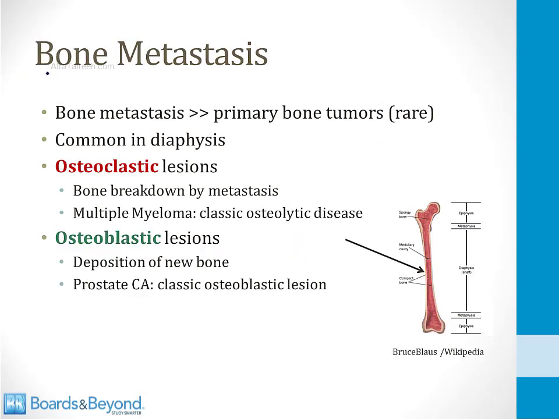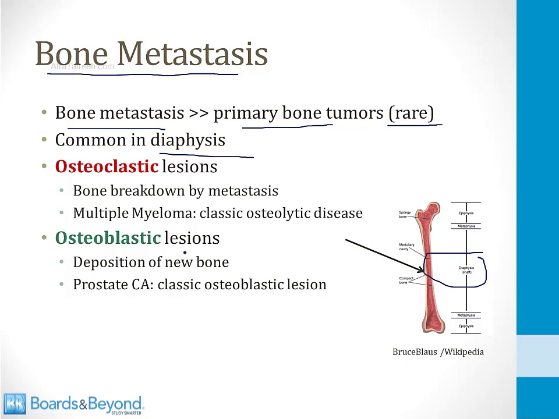I'll start by talking about bone metastasis, and by this I mean tumors that arise outside of the bone but spread to the bone. You should be aware that bone metastases are much more common than primary bone tumors, which are relatively rare. Tumor cells can spread to any part of the bone, but the diaphysis is relatively common. That's the straight part or shaft of the bone.